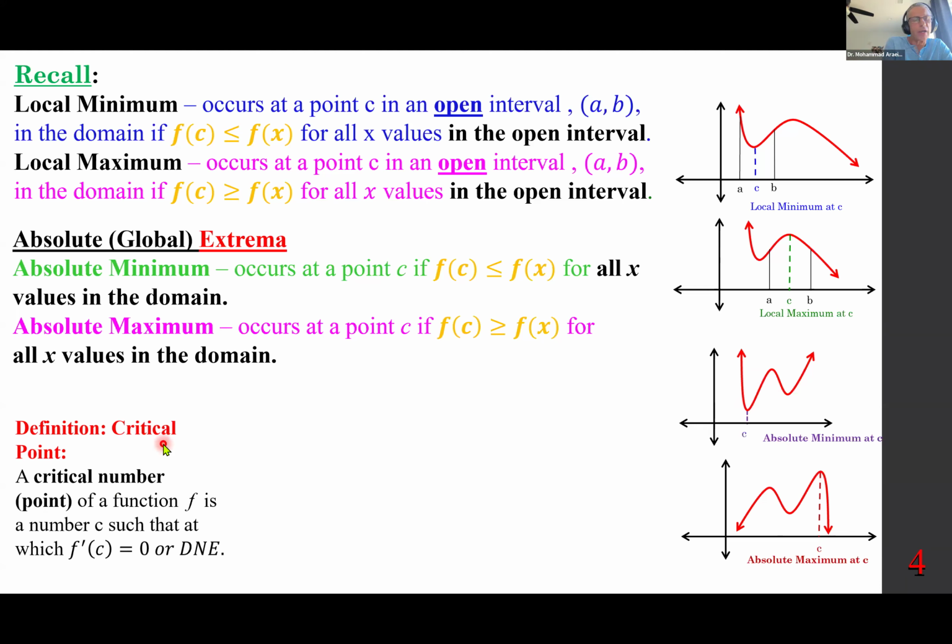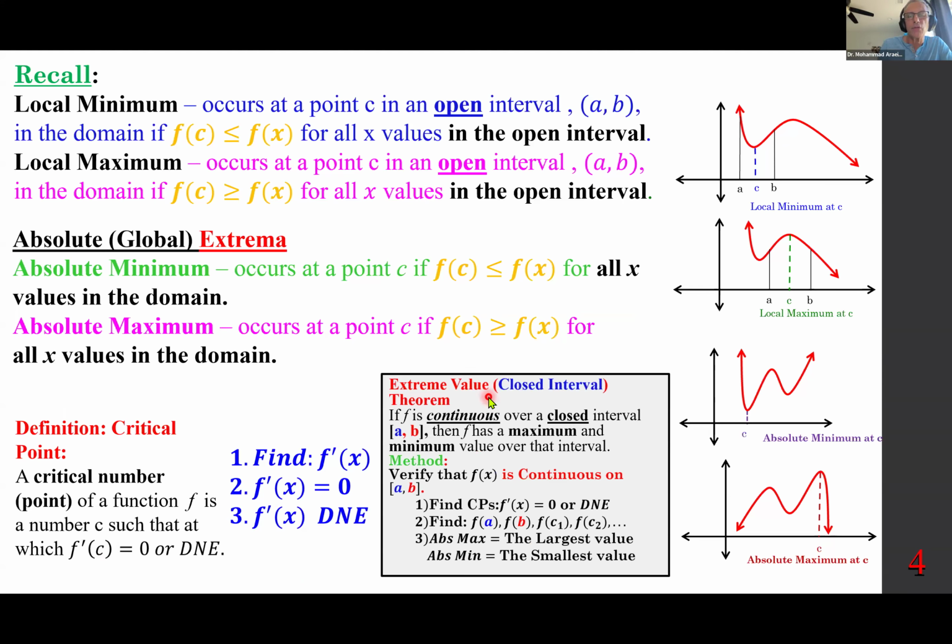Critical point, how do we find them? A critical point of a function f is a number c such that f prime of c is 0 or does not exist. What is the process? Number 1, find f prime of x. Number 2, set it equal to 0. Number 3, find where f prime does not exist.